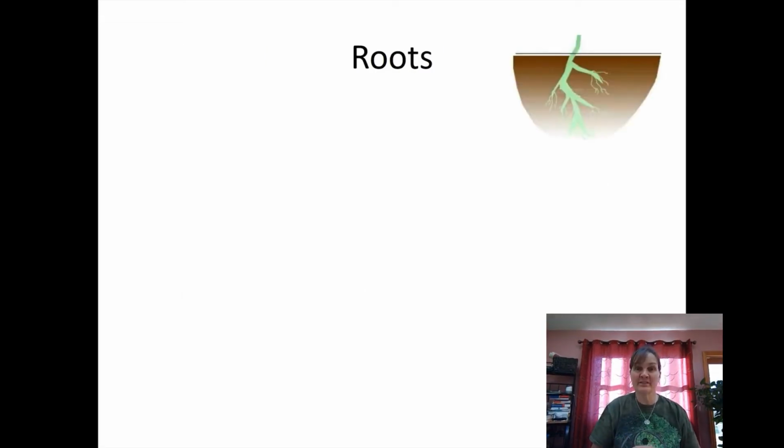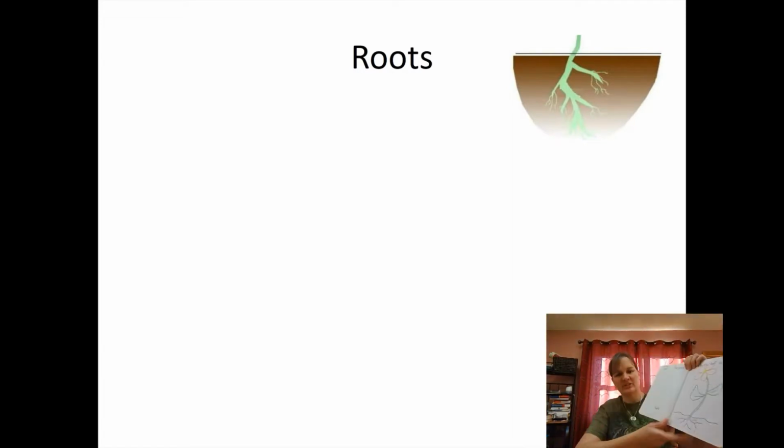So the first part is the roots. So I've already started. I wrote roots here. If you want to write roots here over on that part of your diagram too, and I think I will.